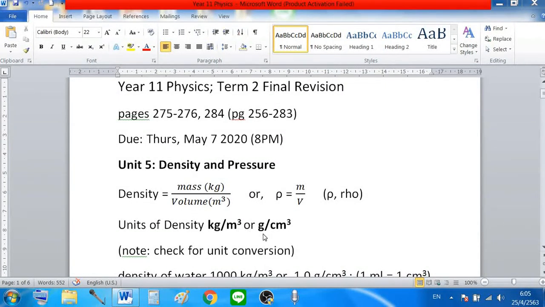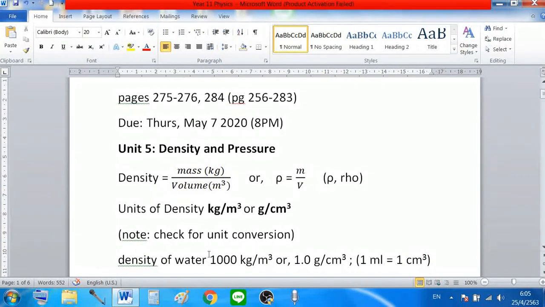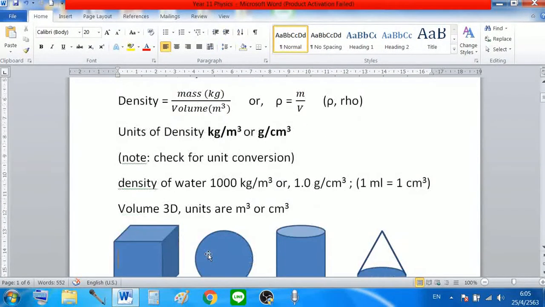Or we will also see density in grams per centimeter power 3. Be sure to check for unit conversions. Some of the questions you may need to convert meters to centimeters or grams to kilograms, so read carefully. So the density of water is 1,000 kilograms per meter power 3, or 1.0 gram per centimeter power 3.